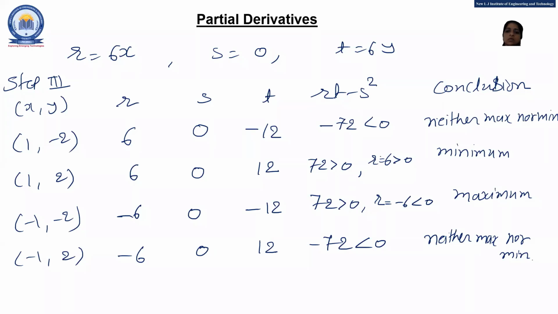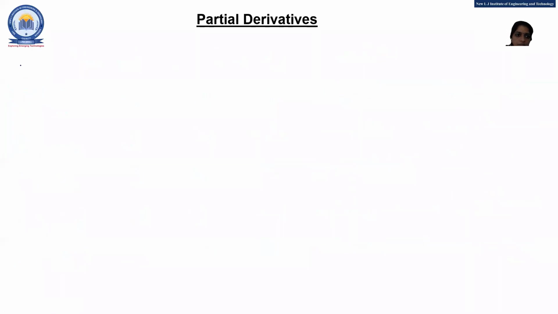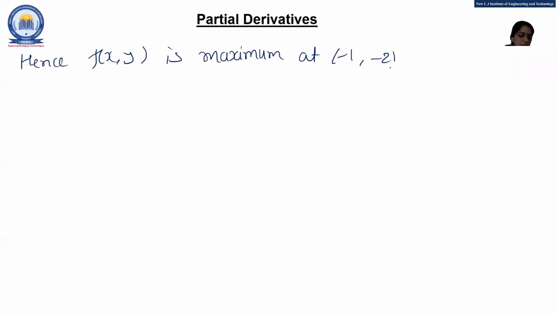So, as per this third step, we have one minimum value and one maximum value, and the rest two are saddle points, right? So, f of xy is maximum at minus 1, minus 2 and minimum at 1, 2.